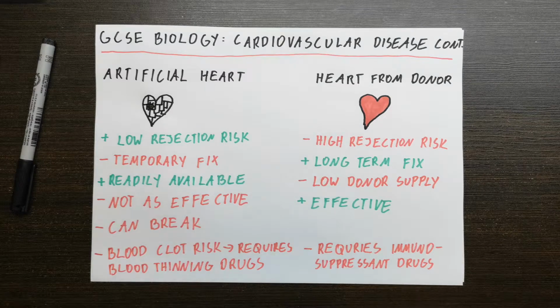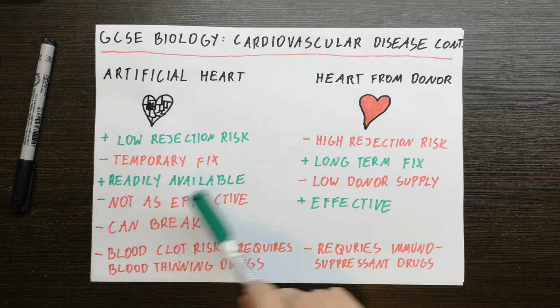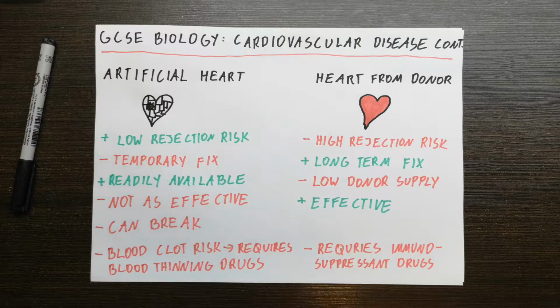And therefore that means that those people that need hearts will have to wait for a very, very long time, sometimes even years. So, of course, that's a big issue with hearts from donor, and for that matter, actually, any organ transplants will struggle with that. So low donor supply is a major issue when it comes to getting a heart from a donor. So that's a big advantage for artificial heart, where you have a readily available treatment.